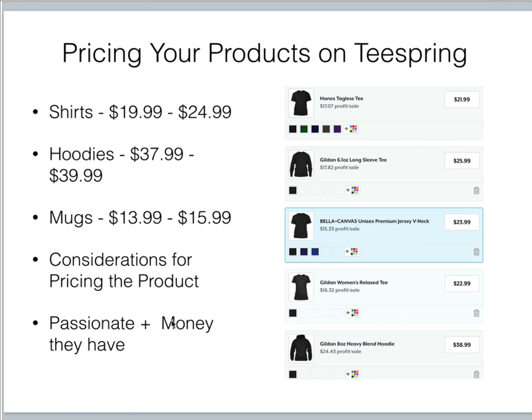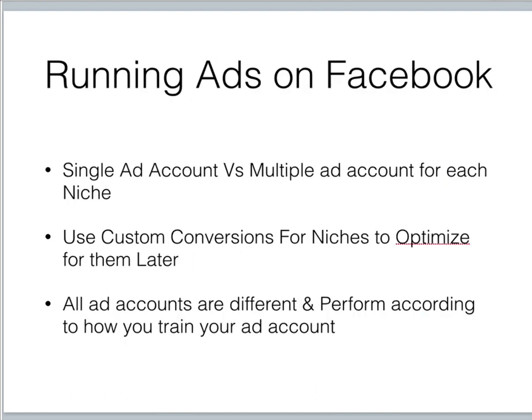The other consideration is the amount of money the people in that niche have. For example, say you are selling to people who fly aeroplanes as a hobby. Obviously if they can buy aeroplanes, they have a lot of money, so they would not mind buying the shirts even at a higher price. So you can price the products on a bit higher side. In contrast, say you are selling a shirt to somebody who is employed in a blue collar job, there's a chance that they might not buy if the price is on the higher side. So just have this consideration while pricing your products. All right. So once that is taken care of, let's move on to the next part.